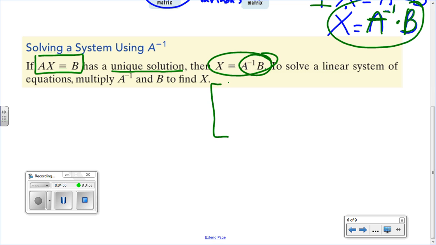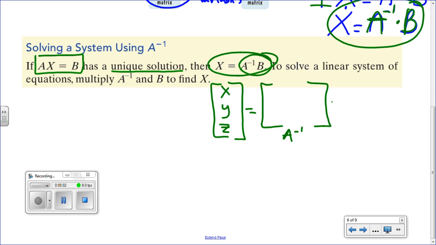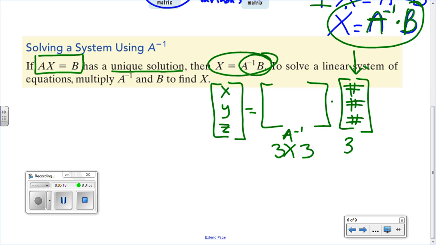So at the end, this is what it means. We're going to have here the inverse of matrix A times the constants. And this will be some numbers. And let's assume this is a 3 by 3 matrix. And what are the dimensions of this matrix here? This one? How many rows? 3 by 1. Very good.